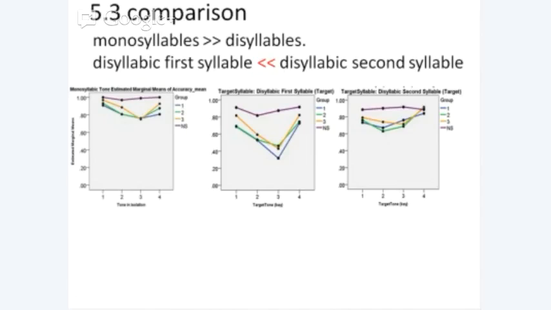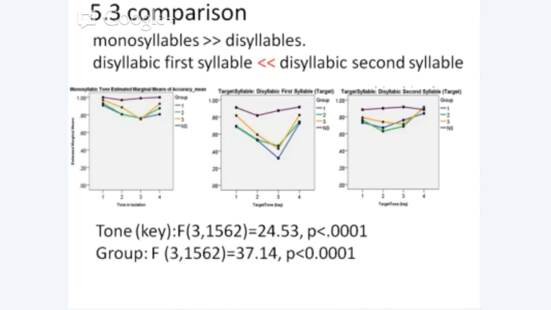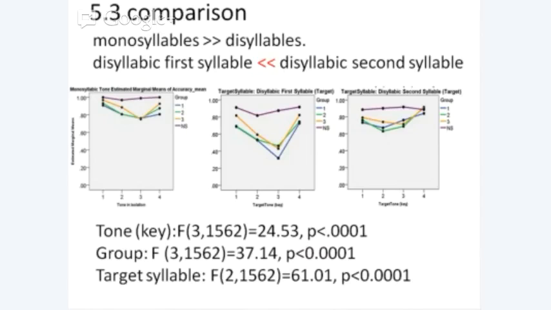So why? That's the real question. I really cannot answer, because according to the carryover effect, we have just seen that when it appears as the second syllable, it receives more carryover effect. Why is the accuracy still very high? And also you can see the different significant results.